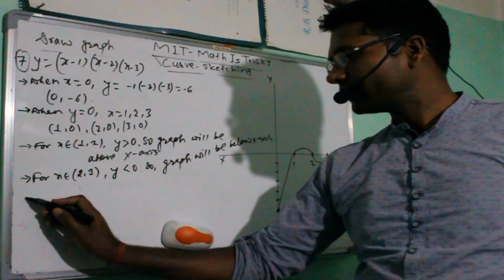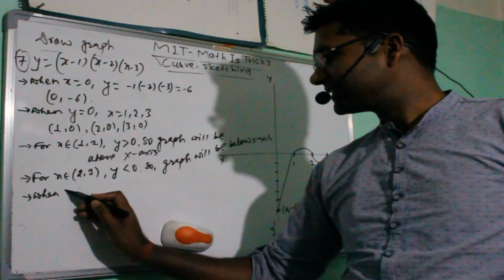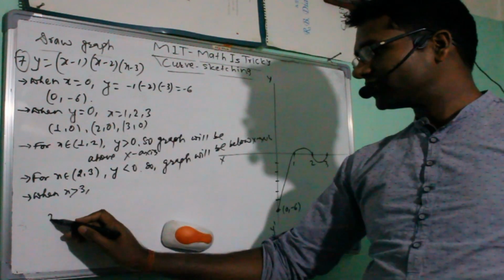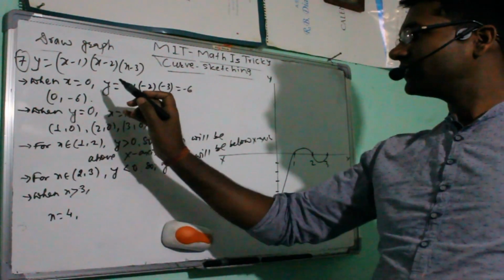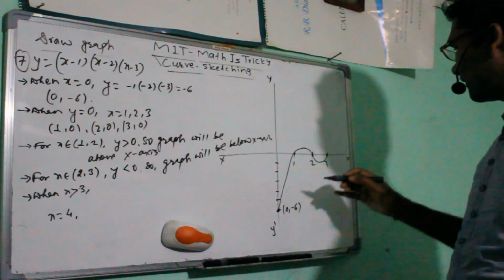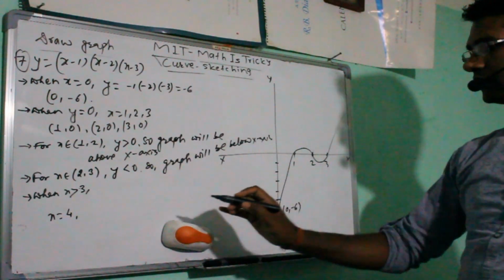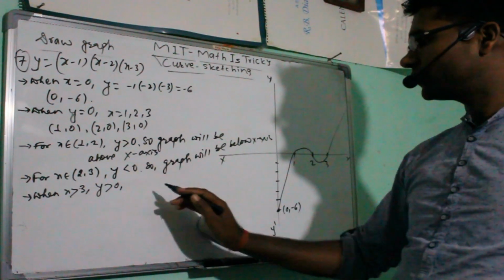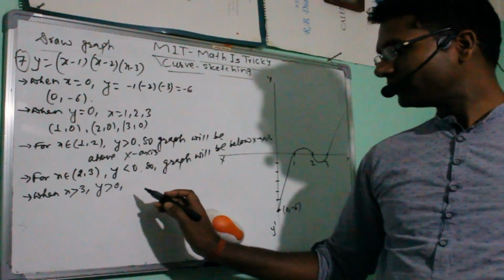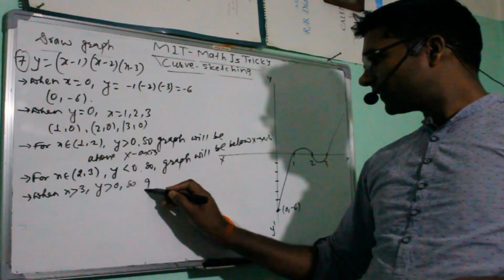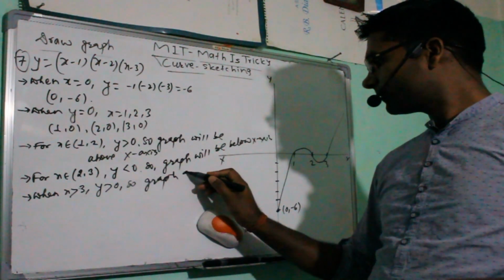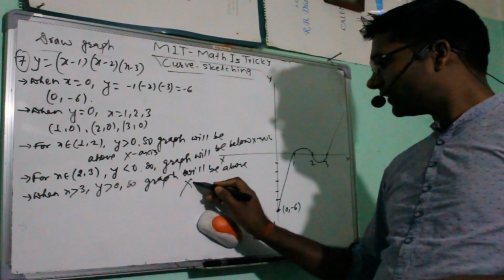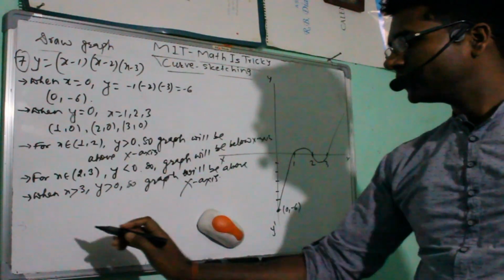Now what will happen when x is greater than 3? Suppose x equals 4. It is going to be positive, positive, positive. So it will go up. Y is positive. So the graph will be above the x-axis. So it is moving up.